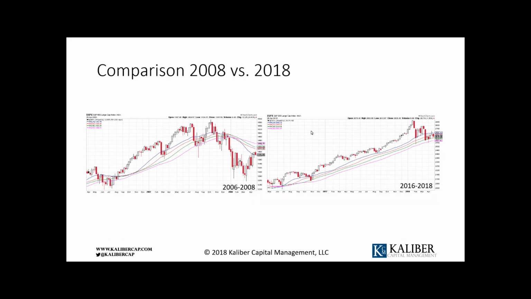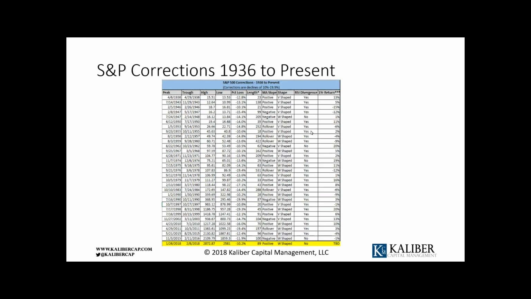So let's compare 2018 to 2008. We see that 2008 featured a weaker bullish trend with more volatile price and compression of the moving averages, leading up to a trend rollover. The 2018 correction at present shows a very strong bullish trend, and we haven't had any closes below the moving averages. Here is some of our research on corrections going back to 1936.